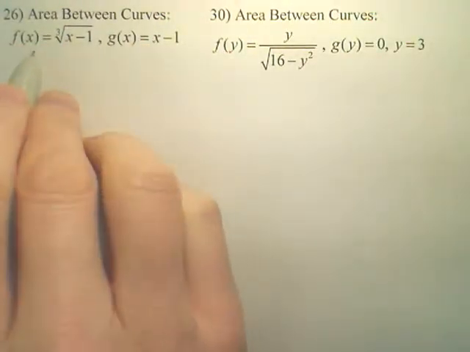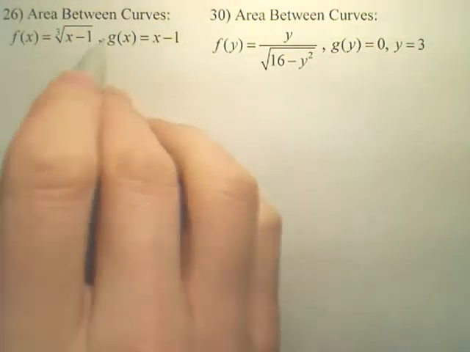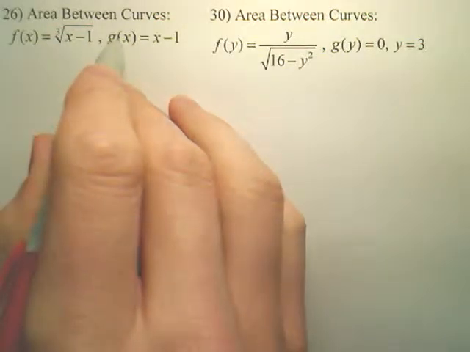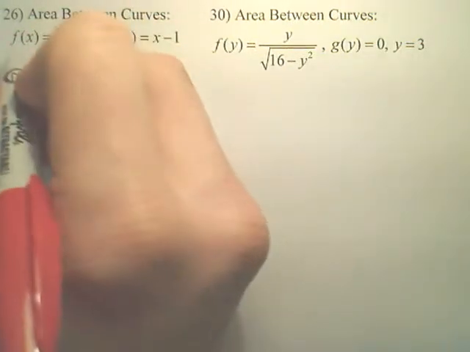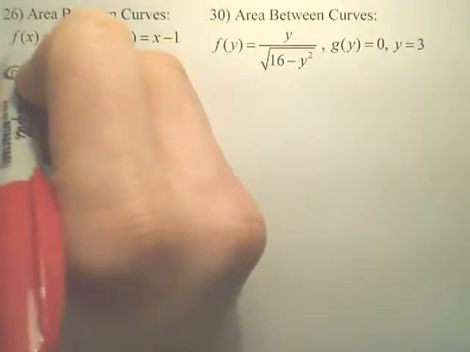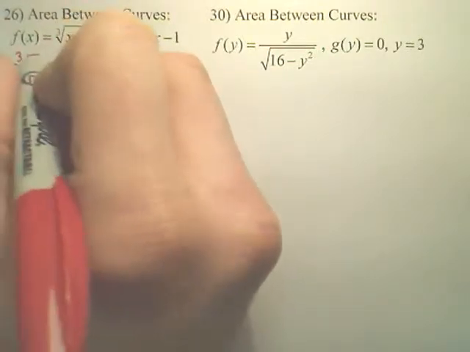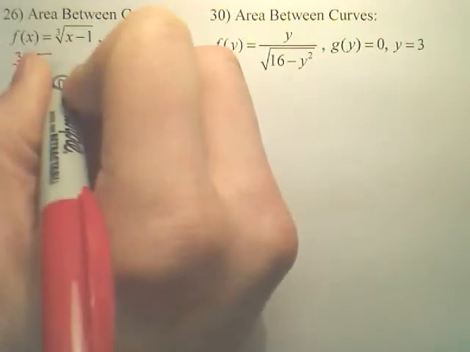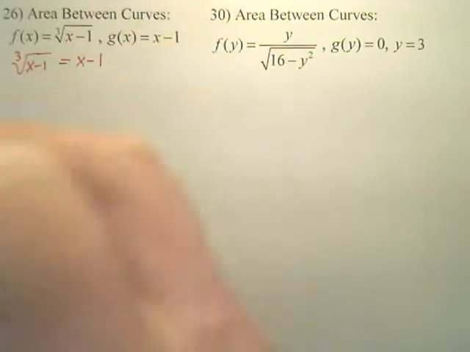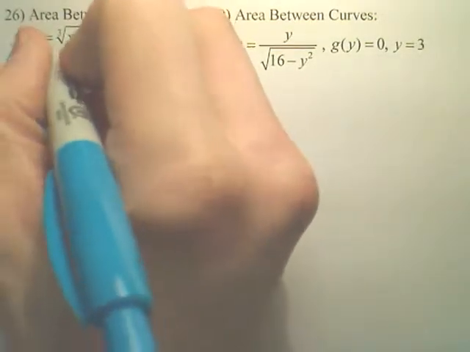Area between two curves. If I want to find the area between these two graphs right here, the first thing you've got to do is find out where they cross. So you're going to set the cube root of x minus 1 equal to x minus 1. You're going to set them equal and solve it. When you do that, you cube both sides.